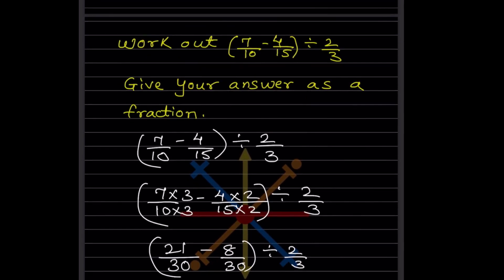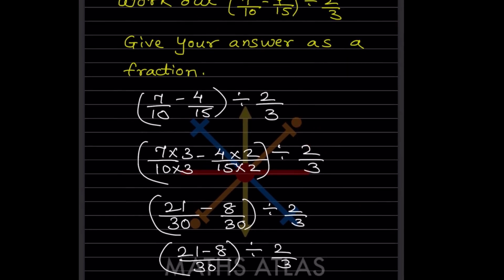Now here, work out 7 by 10 minus 4 by 15 divided by 2 by 3, and you have to give the answer as a fraction. The same thing is written here. Now the denominators are both different, so we'll take the LCM, which is going to be 30. Here you need 3 extra: 10 3s are 30, so this is multiplied by 3, which means the numerator should also be multiplied by 3. This will be 2 for the second one. So this will be 21 divided by 30 minus 8 divided by 30.